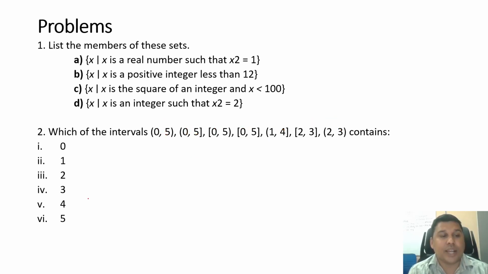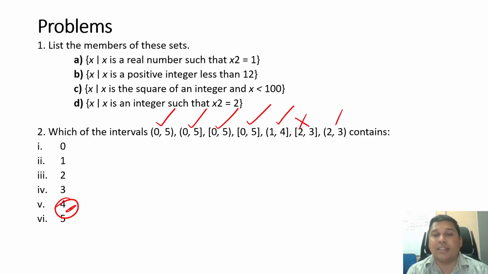Like that, if you take 4, let us see in which sets 4 is available. Round bracket 0, 5, yes, 4 is available. 0, 5 here, it is closed, it is available. Here also available, here also available. 1, 4 available. 2, 3, no, but my element is 4 here. In this it is not available, in this it is not available. So this is a simple question to find out in which of these intervals these elements are available.